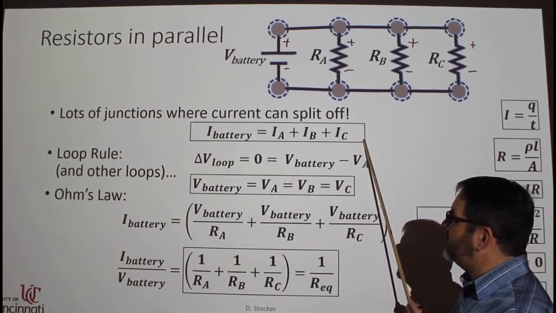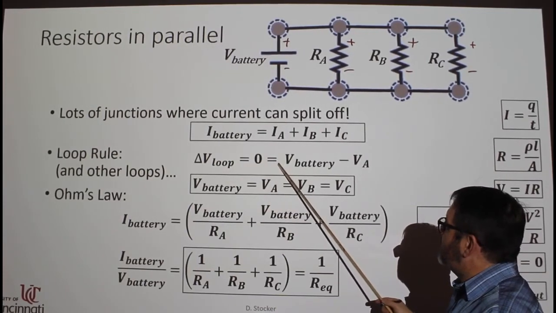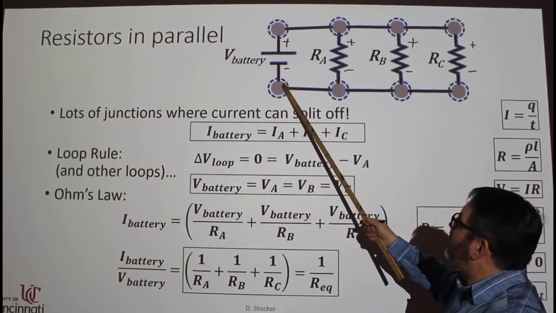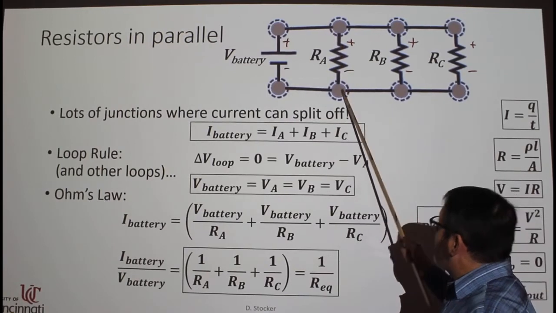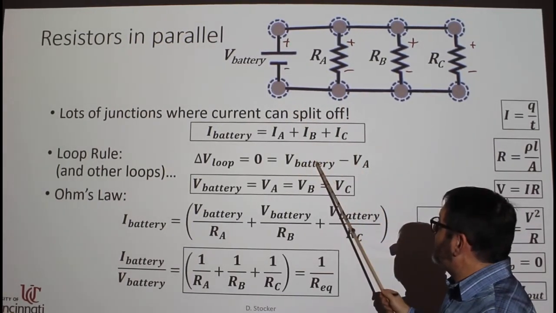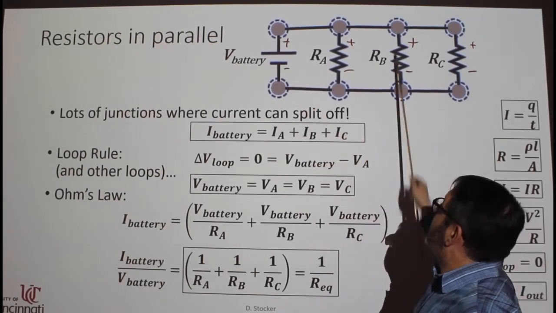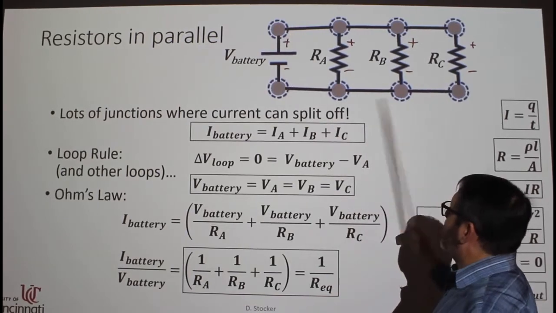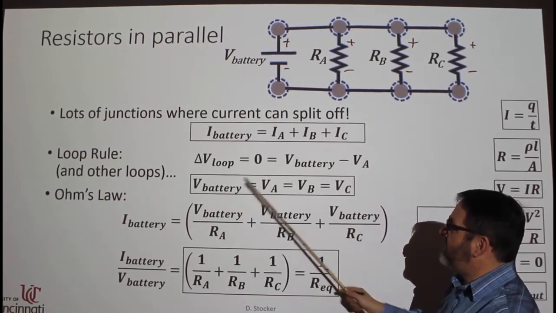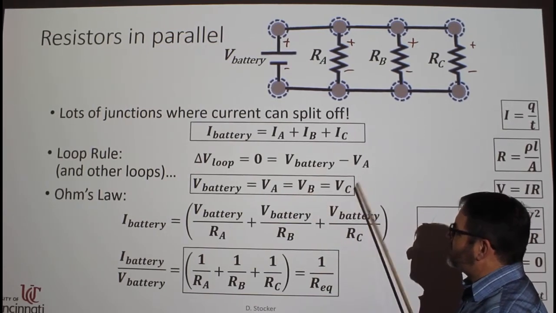That's what this is. The loop rule says the change in voltage through a loop is 0. So if I go plus through the battery minus VA, that has to be equal to 0. So V battery equals VA. And I can do the same thing looping here or looping here to find that the voltage on the battery is the voltage on A, which is the voltage on B, which is the voltage on C.